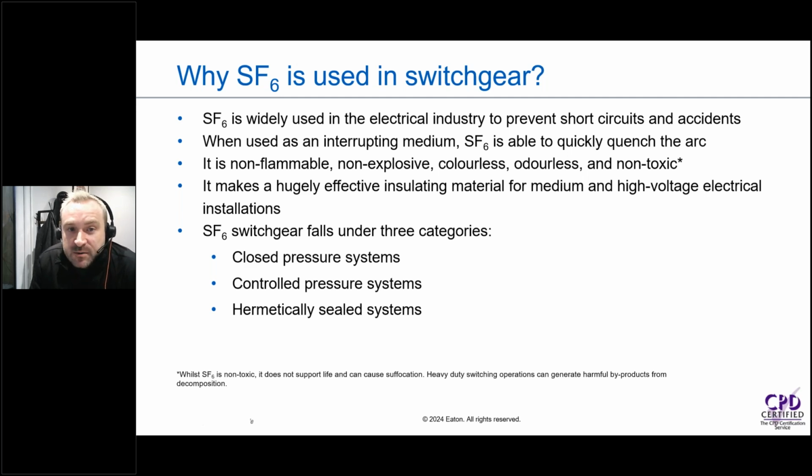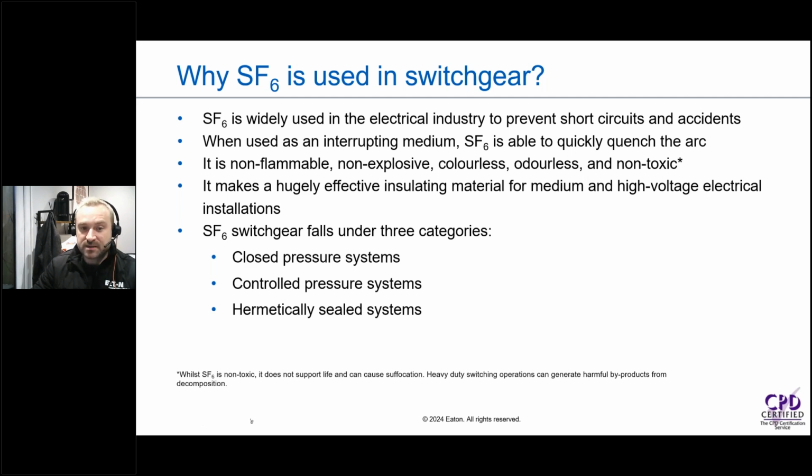SF6 is widely used in the electrical industry to prevent short circuits and accidents, and as an interrupting medium, SF6 is able to quickly quench an arc. It is non-flammable, non-explosive, colourless, odourless, and non-toxic. While SF6 is non-toxic, it does not support life and can cause suffocation. We will discuss more about the human implications of SF6 later in this presentation, but heavy-duty switching operations can generate harmful byproducts from the decomposition.